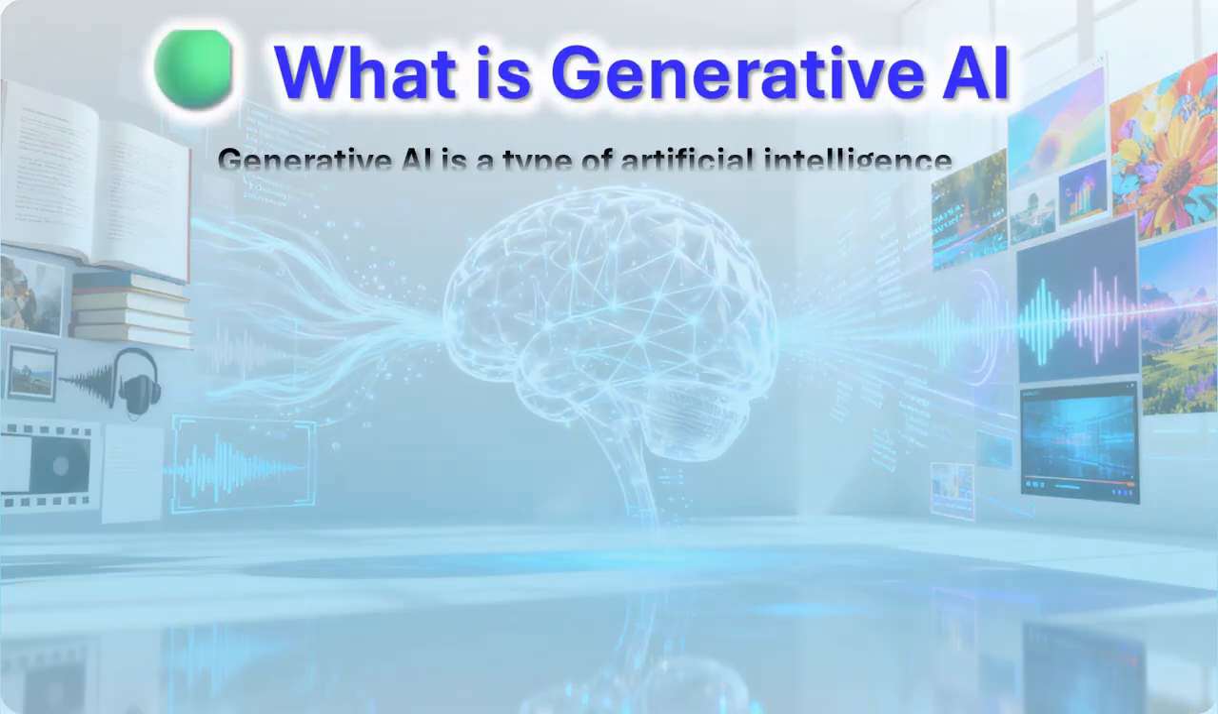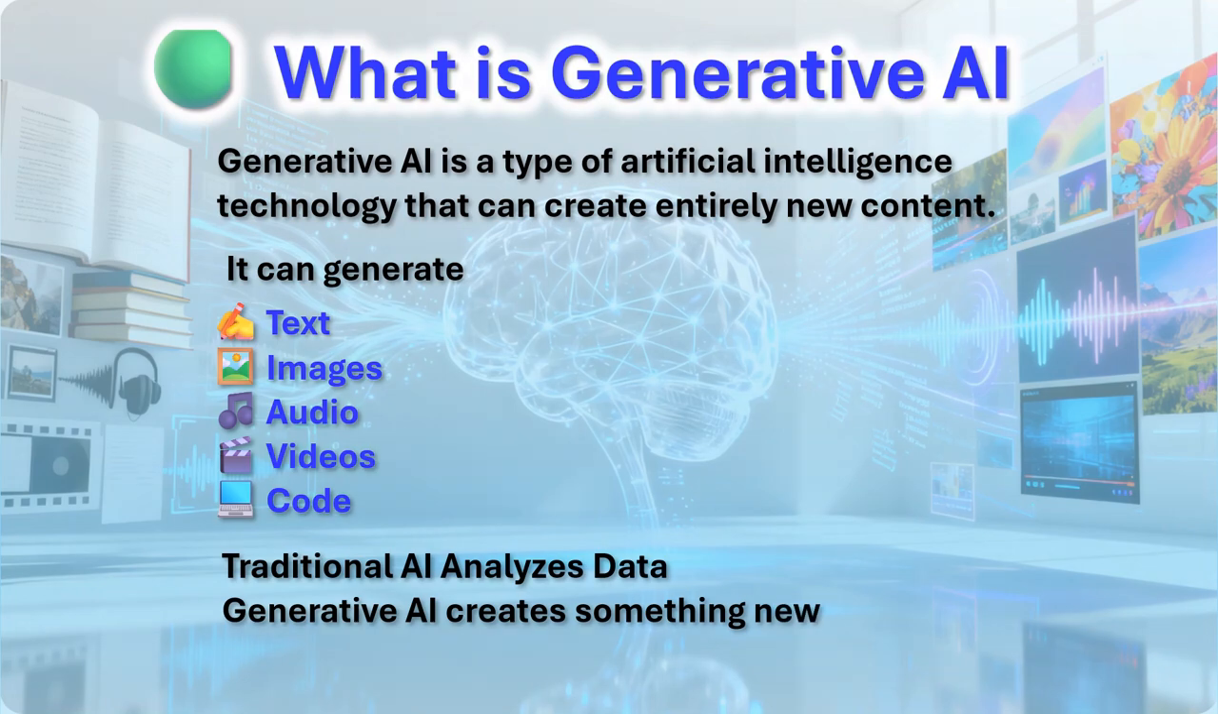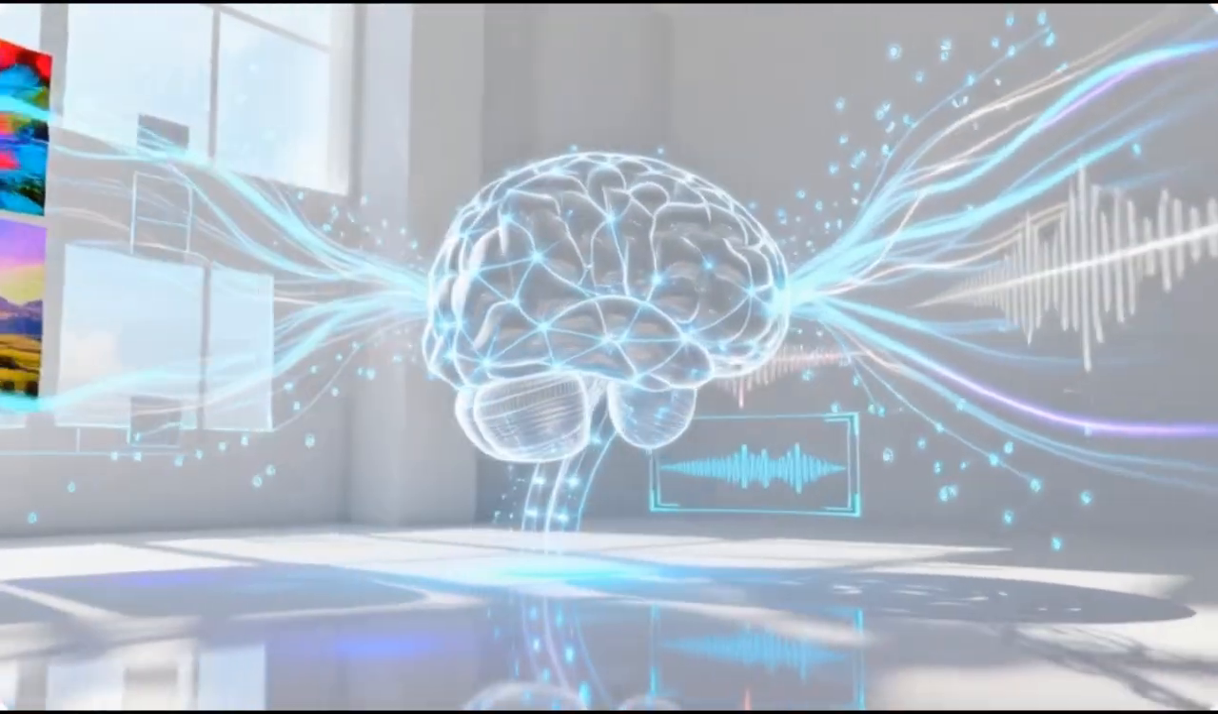What is generative AI? Generative AI is a type of artificial intelligence that has the ability to create entirely new content. Unlike traditional AI systems, which mainly focus on analyzing existing data, generative AI can actually produce original outputs. For example, it can generate written text, create images, produce audio such as music or speech, generate videos, and even write computer code. In simple terms, traditional AI helps us understand and analyze data, while generative AI goes a step further by creating something completely new from the patterns it has learned.